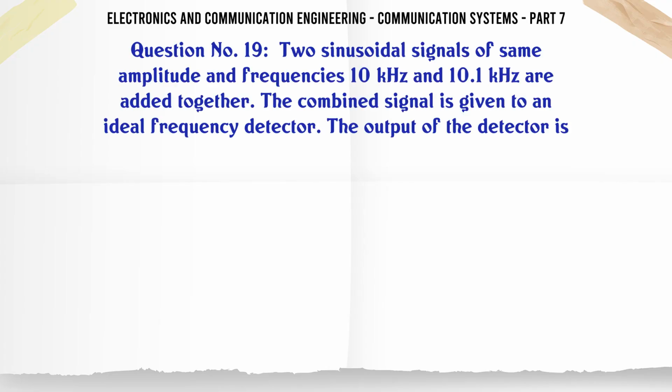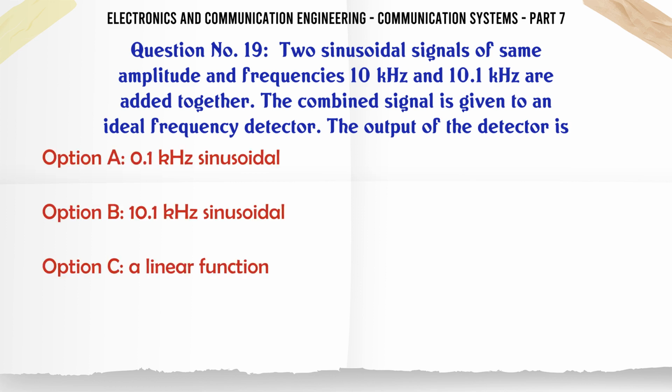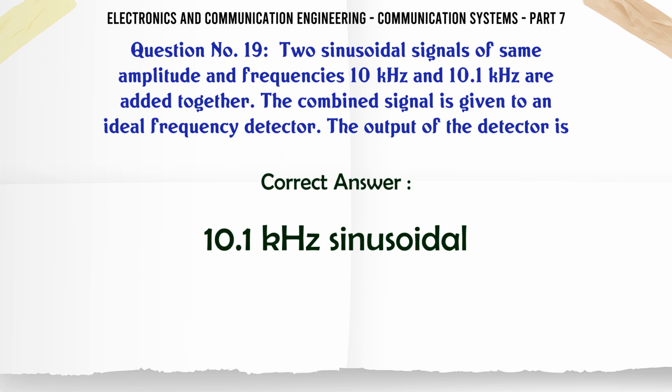Two sinusoidal signals of same amplitude and frequencies 10 kHz and 10.1 kHz are added together. The combined signal is given to an ideal frequency detector. The output of the detector is A, 0.1 kHz sinusoidal, B, 10.1 kHz sinusoidal, C, a linear function, D, a constant. The correct answer is 10.1 kHz sinusoidal.